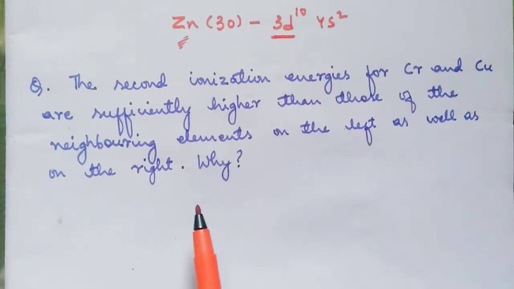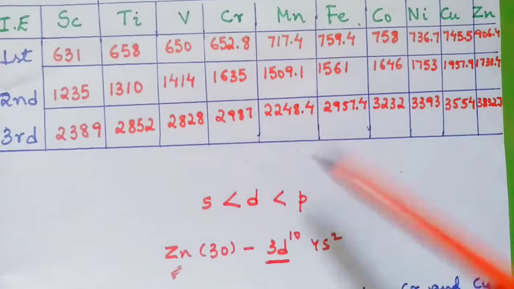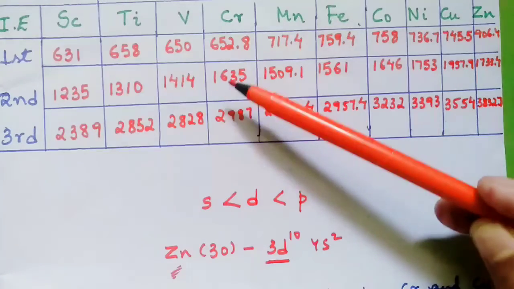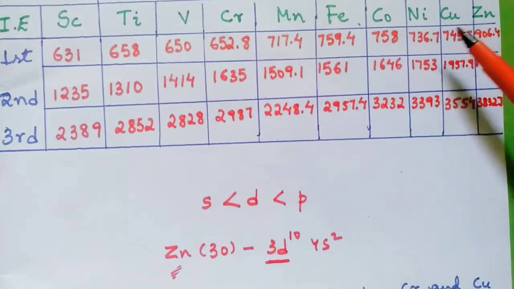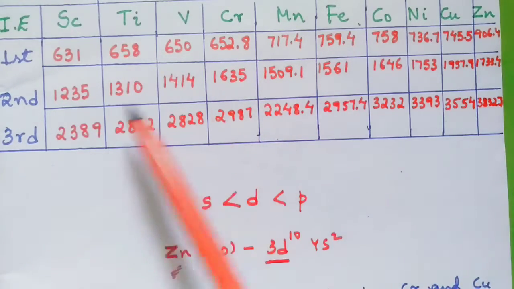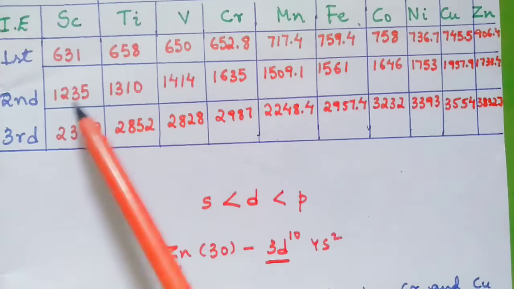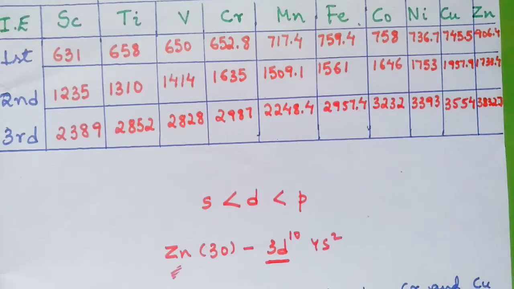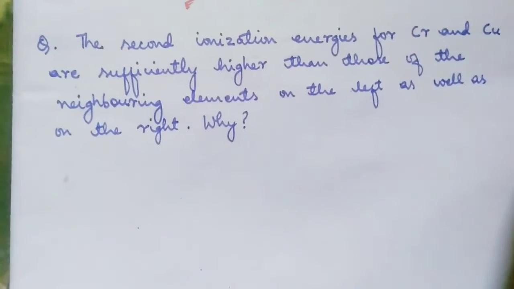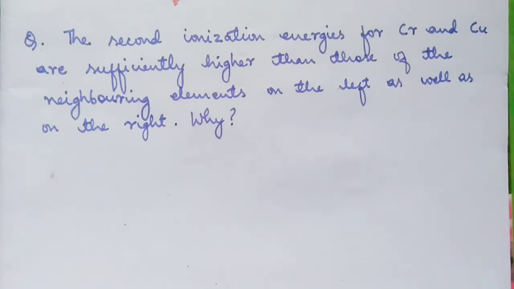Okay, and then we have another interesting question here. The question is, the second ionization energies for chromium and copper are sufficiently higher than those of the neighboring elements on the left as well as on the right. Why? Okay, just have a look from here. For chromium and copper, the second ionization energy is higher as compared to the neighboring elements on the left as well as on the right. We have to give the reason. Here you have to know the electronic configuration.